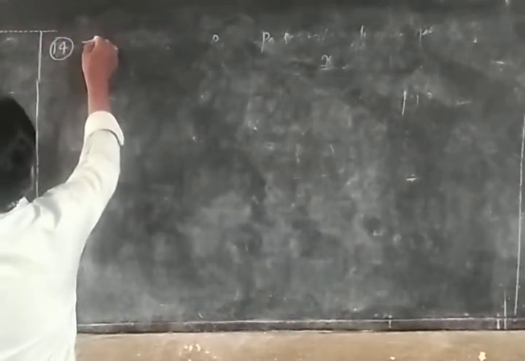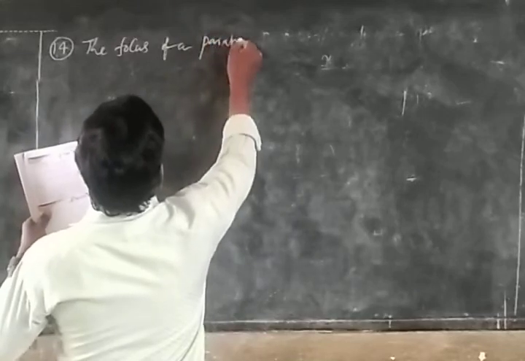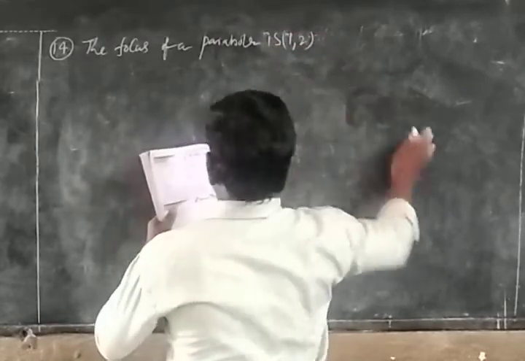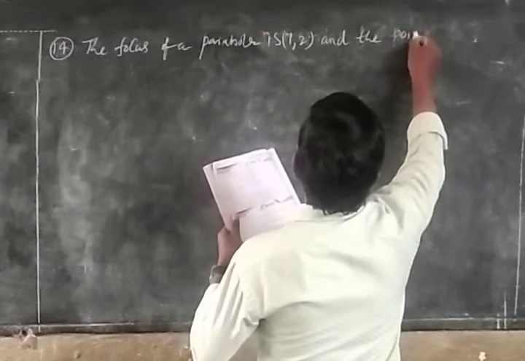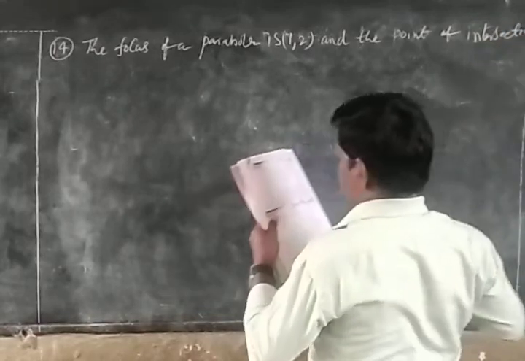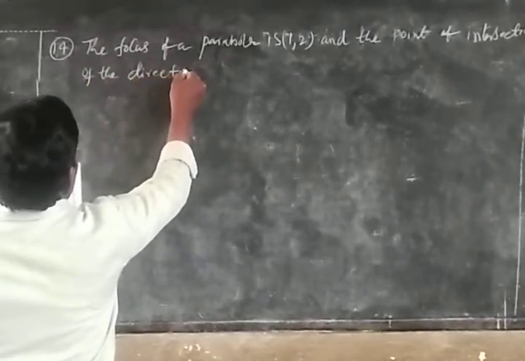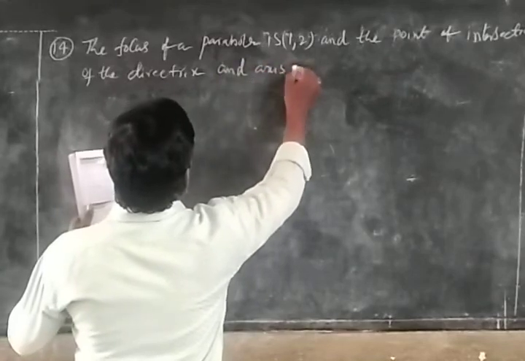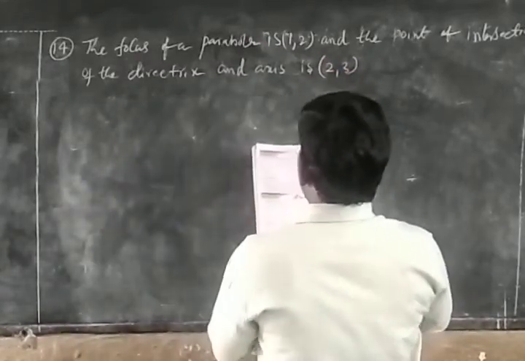The focus of a parabola is (1, 2) and the point of intersection of the directrix and the axis is (2, 3). Then the equation of the parabola.